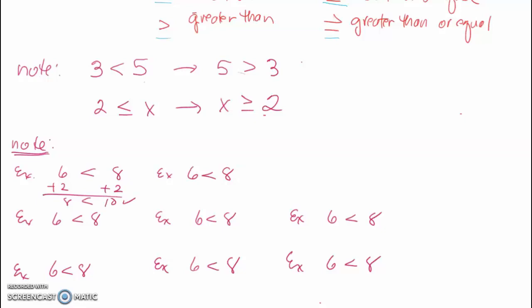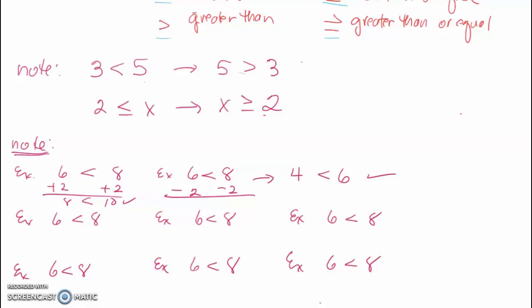Instead of adding a positive, I'm going to add a negative number to both sides, and let's see what that produces. So that makes 4 is less than 6. That is still very true. So we know so far that we can add a positive and add a negative to both sides of an inequality, and it maintains the true inequality. The inequality is still true.